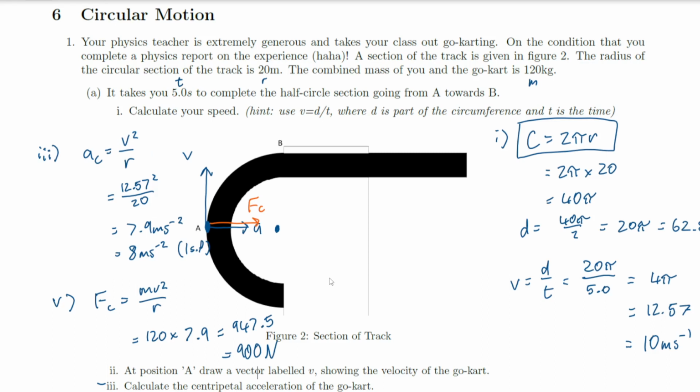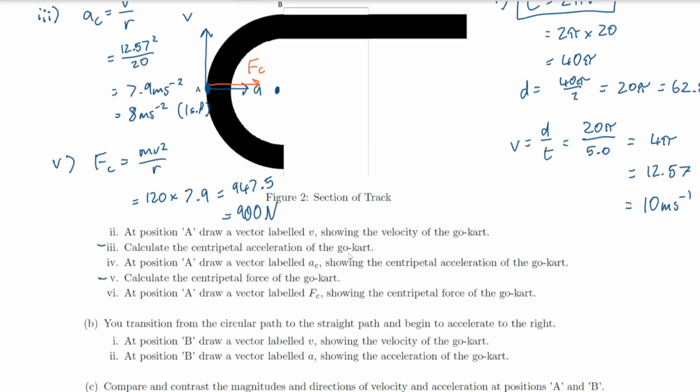So that's a full analysis of the circular motion going from position A to position B. We've labeled the velocity, acceleration, and centripetal force. We've worked out the magnitudes of the speed. We did that first, so that we could then work out the magnitude of the centripetal acceleration, and so we could then work out the magnitude of the centripetal force. Now, of course, that's not the whole track. After the circular path, we transition to the straight path and begin to accelerate to the right.